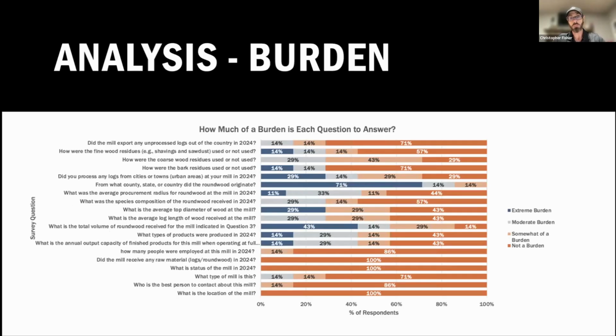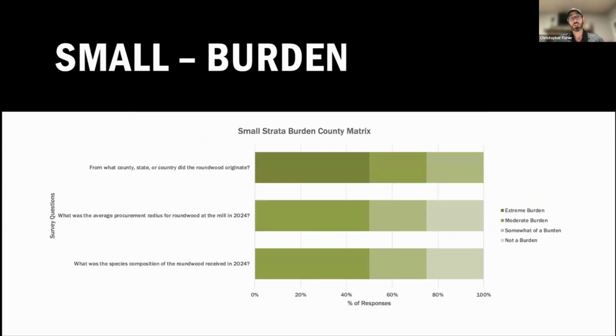What is the location of the mill at the bottom? Well, nobody thought that was a burden. Everybody knew where they were. But what is interesting: what county, state, or country did the roundwood originate? Heavy burden. A lot of people found that difficult to answer. So it wasn't so much the species, but the county. The matrix itself may not be the hard part. It may just be that origin.